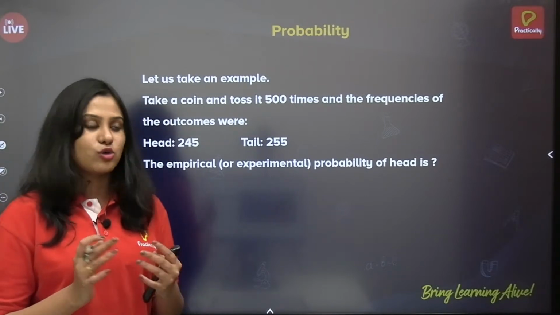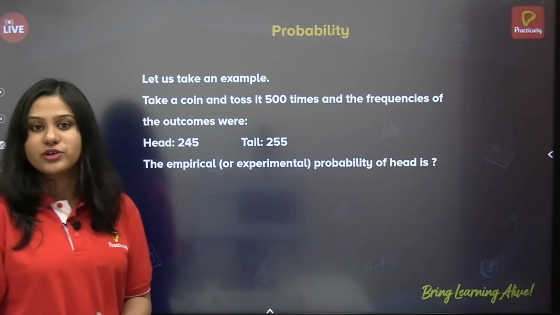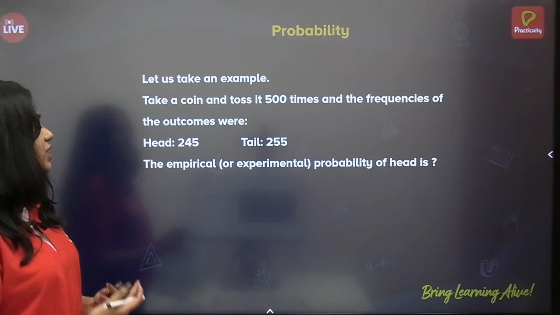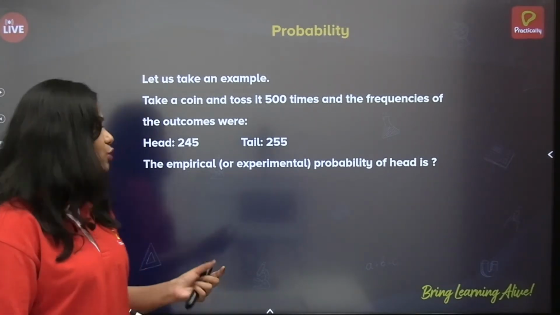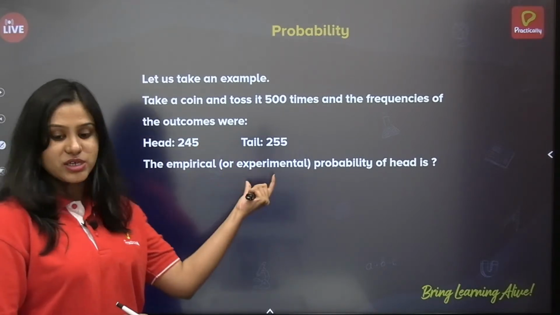I have taken a coin and tossed it 500 times, and the frequencies of the outcomes were 245 times it was head and 255 times it was tail.